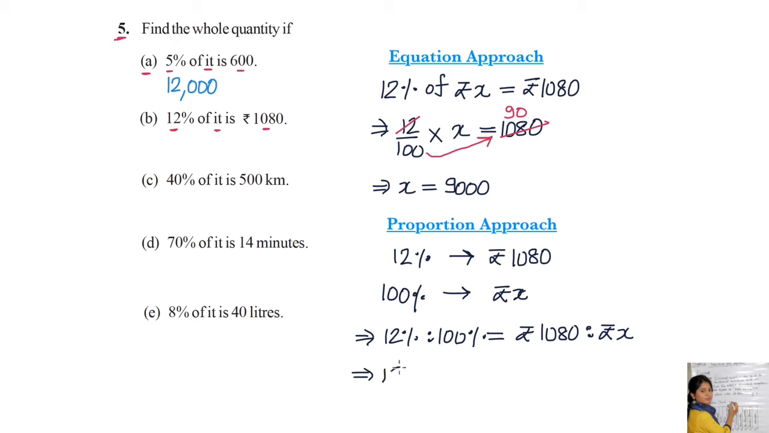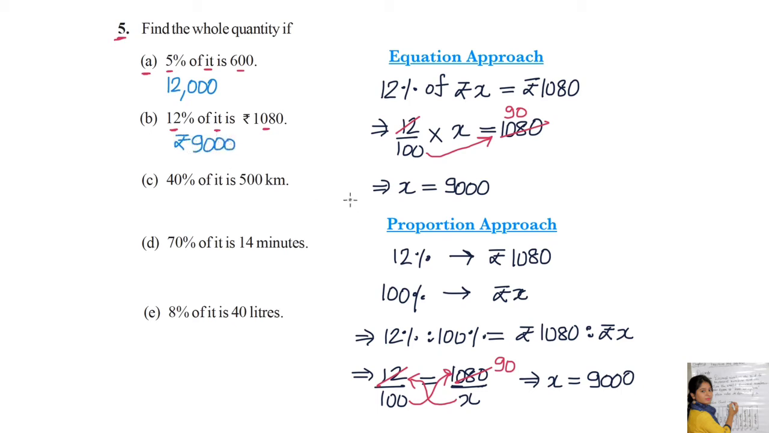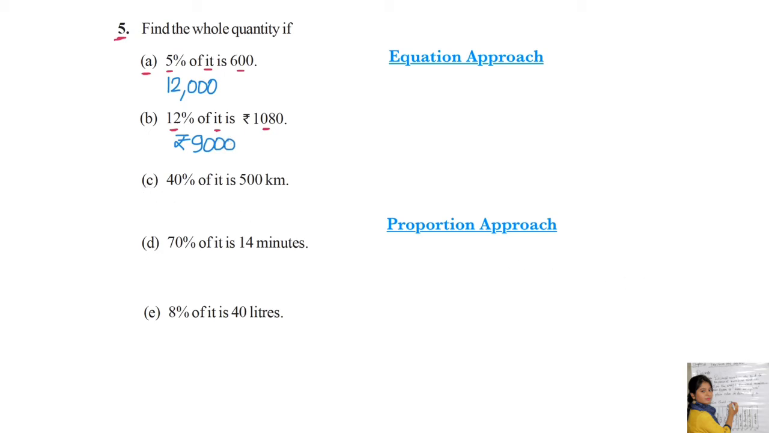Now we can write it as 12 upon 100 is equal to 1080 upon x. Right? Now this will be cancelled out by 90, and after transposing x and 100 we will see that the final result is 9000. So x, or that unknown quantity, is equal to 9000. What does it mean? It means that 12% of 9000 is 1080. So the whole quantity is 9000. Let's move to part C.